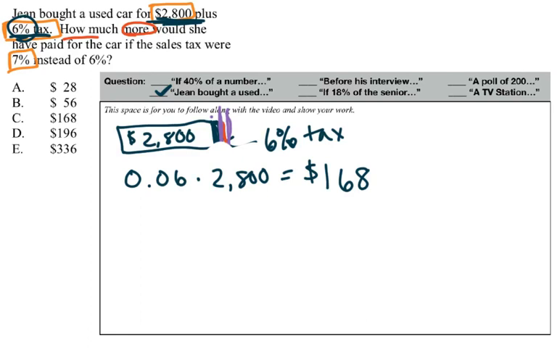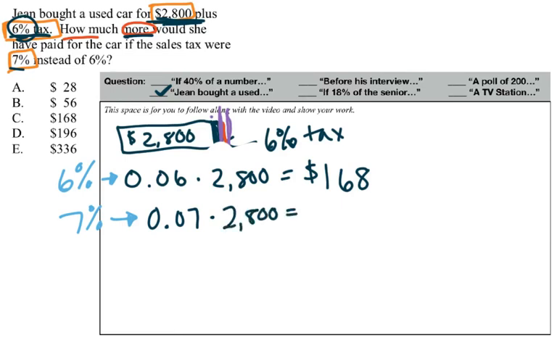But that's not what the question is asking. It's asking how much more would she have paid if the sales tax were 7% instead of 6%. So we calculated the 6%. I'm going to label that. 6% would be that. Let's go ahead and calculate the 7% as well. So we'll do 7% is this. And we'll change our percent into a decimal. So 0.07 times that price, 2,800. And on my calculator, I get 0.07 times 2,800. I get 196.